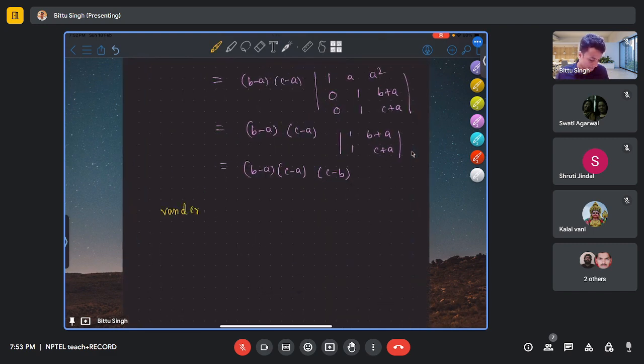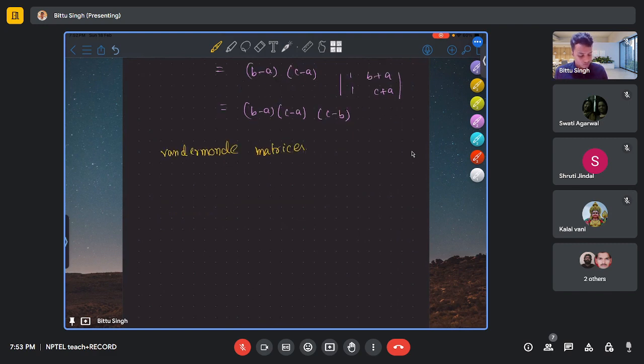Okay. Those types of matrices are called Vandermonde matrices. Vandermonde. Those can be obtained from a polynomial. So for Vandermonde matrices, there is a general formula.